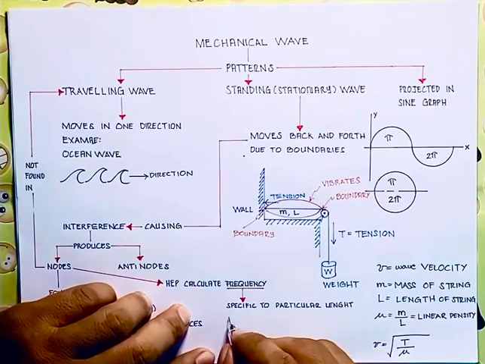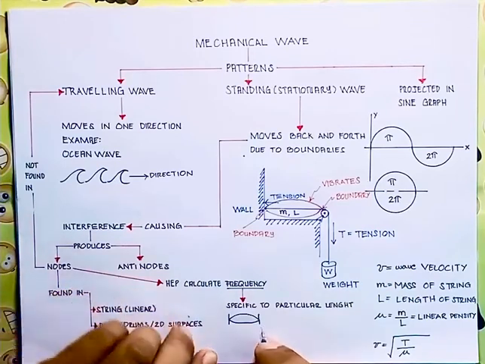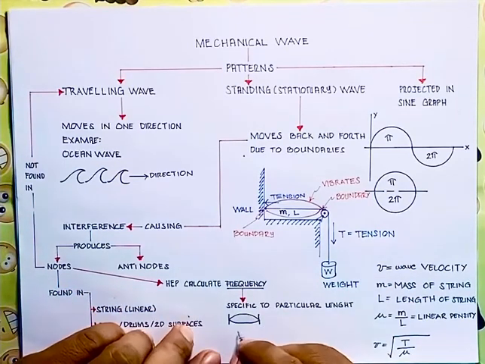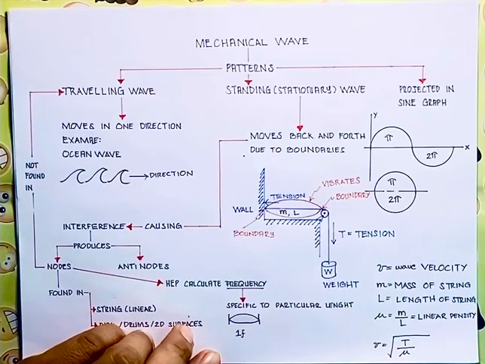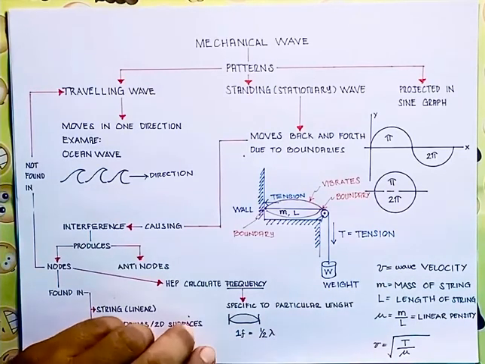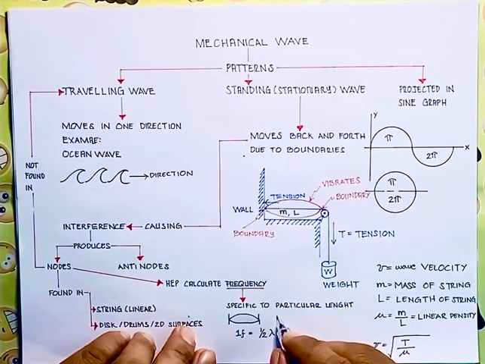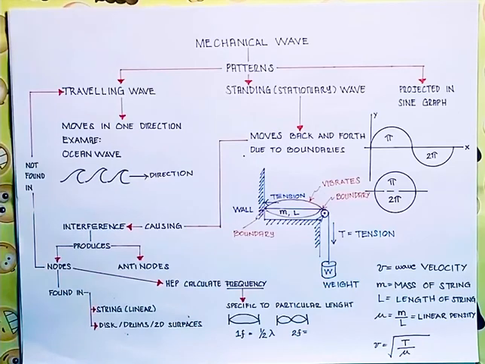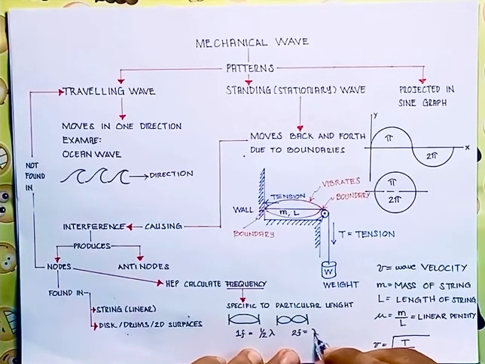For example, a particular instrument that is producing a certain frequency with 1F, the value for 1F is equal to 1/2 lambda. And this 1/2 lambda is called the first harmonic or fundamental. For the second one, this is called the first overtone. This is given by the formula 2F is equal to lambda.